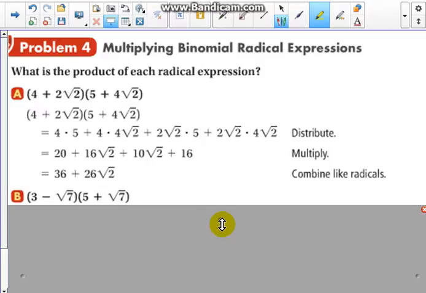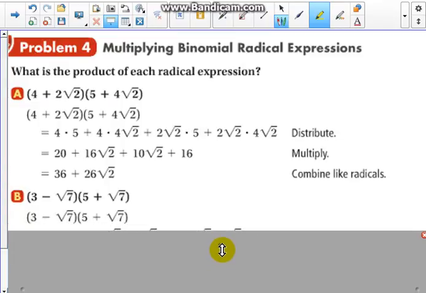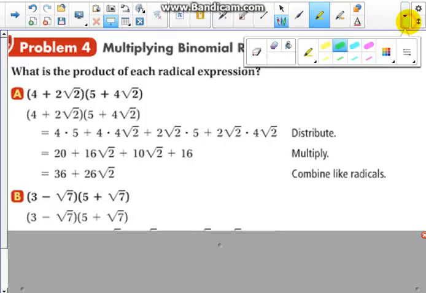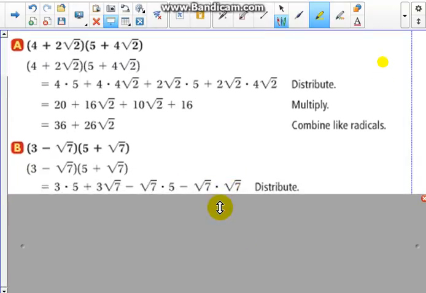Our next problem is now with a minus sign. Binomials with minus signs. So again, we're just going to do the FOIL process, paying attention to our negative sign. So start by writing your equation, and let's start the FOIL process. All right, so the first one, we're going to do the first, so 3 times 5. Outside, 3 times radical 7. Inside is negative radical 7 times 5. And then last is negative radical 7 times radical 7. So there it all is.